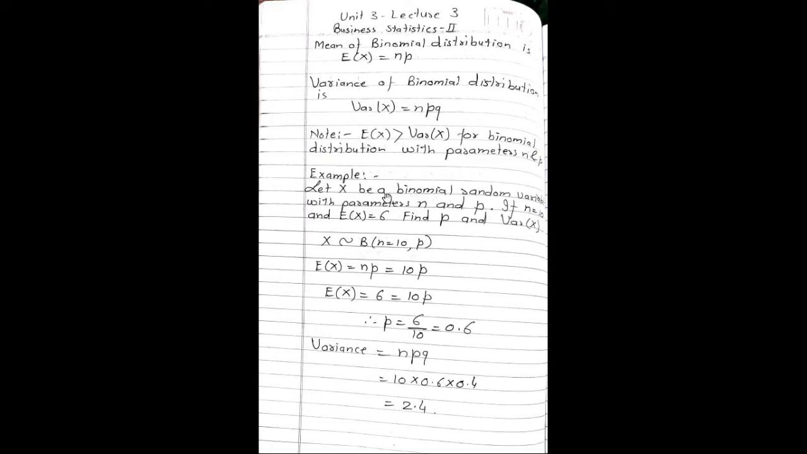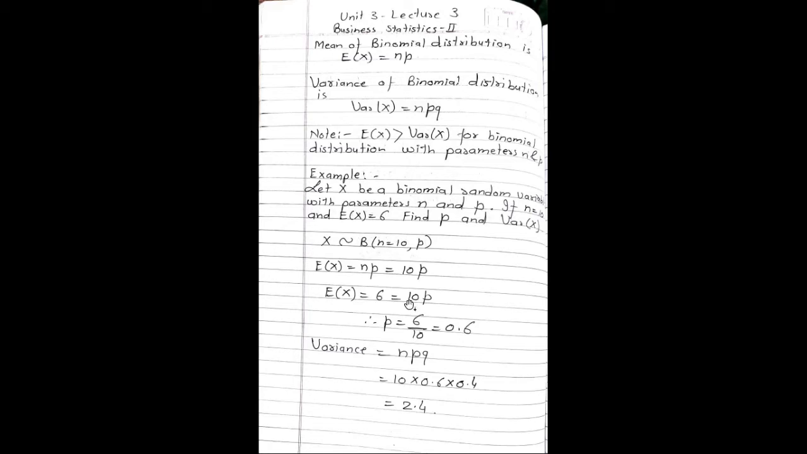Let x be a binomial random variable with parameters n and p. If n is equal to 10 and expected value of x is equal to 6, find p and variance of x. Now, the information which is given is that x follows binomial distribution with n is equal to 10 and parameter p. So, expected value of x is given as np. We can write this as 10p. And expected value of x is given as 6.